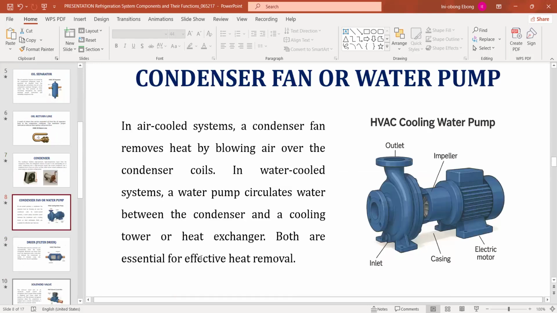So the condenser fan or water pump: if you are not using a fan, you use a water pump. In an air cooled system, the condenser uses a condenser fan to remove heat by blowing air over the condenser coil. In a water cooled system, a water pump circulates water between the condenser and a cooling tower or heat exchanger. Both are essential for effective heat removal. So if this pump or the condenser fan is not working, you will not be able to remove that heat. The heat will still be there, and that heat will return to your compressor. In an automobile, that compressor will overheat immediately and get damaged.